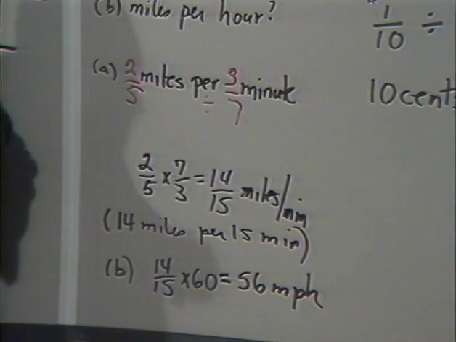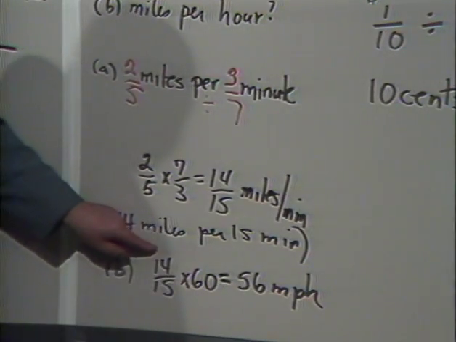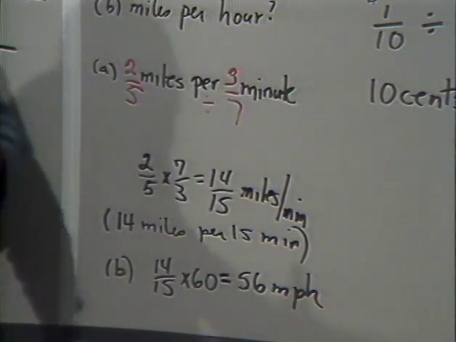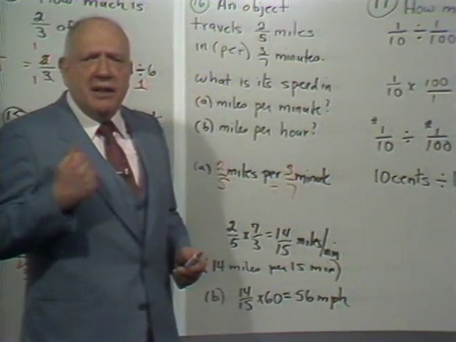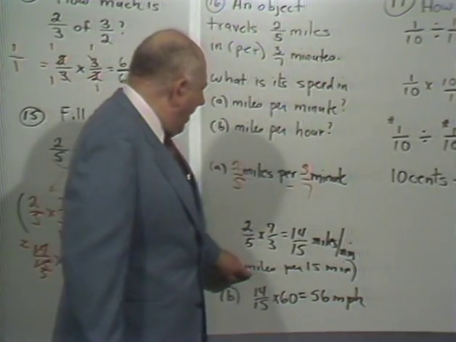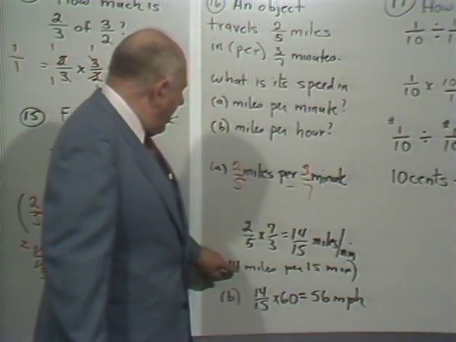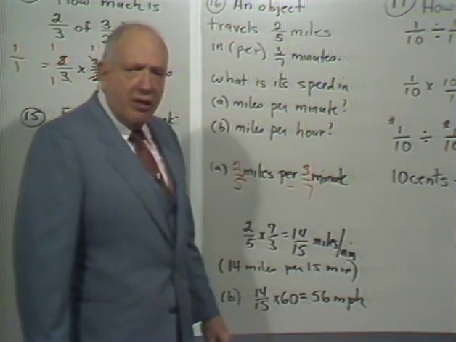If I say I went 14/15 of a mile per minute, that sounds like a fraction problem. But if I say I went 14 miles in 15 minutes, that sounds like a whole number problem. By the way, how many 15-minute blocks are there in an hour? 4. So if I go 14 miles every 15 minutes, in an hour I'll go 14 miles 4 times, which is 56 miles per hour.